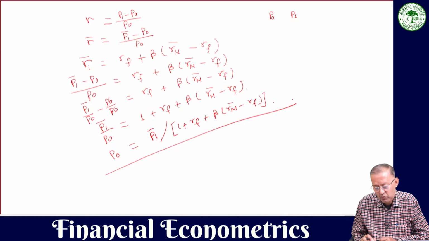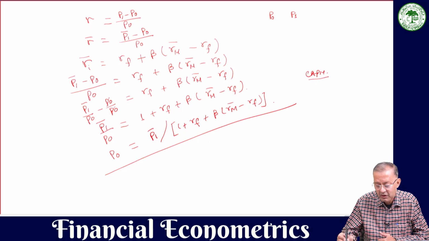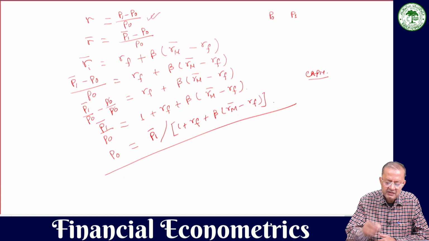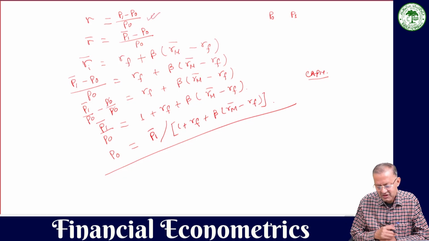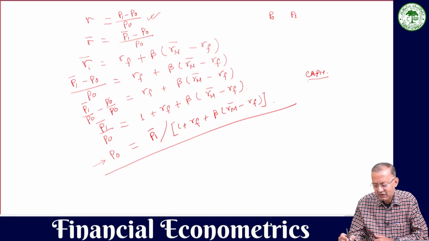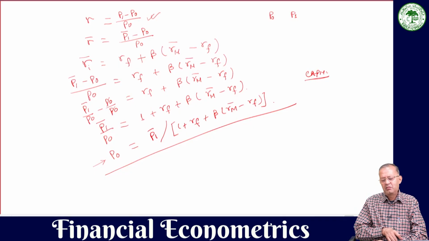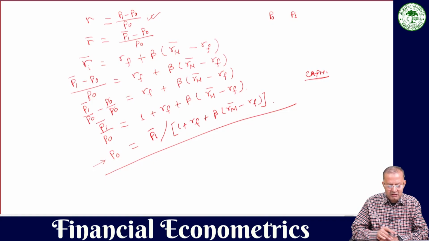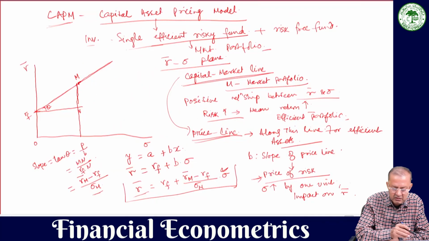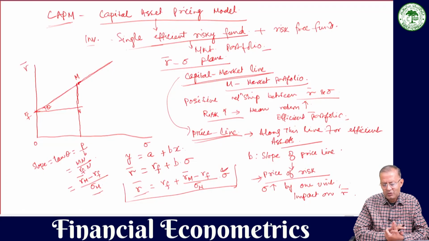So what do you find? So far, whatever we have studied about the capital asset pricing model was all in terms of rate of return, but within this rate of return, price is implicit. So this equation can be written for price also. That is why the name is capital asset pricing model. So this is all about your capital asset pricing model. Let me brief you once again about the capital asset pricing model.